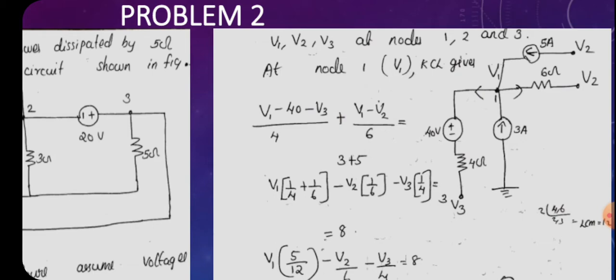From that figure, 5 ampere and 3 ampere is coming to the node, so that means 8 ampere is coming to the node V1, and all other currents are going out of that node. So we can write the equation of KCL as, first of all, (V1 minus 40 minus V3) divided by 4 plus (V1 minus V2) by 6 equal to 3 plus 5.